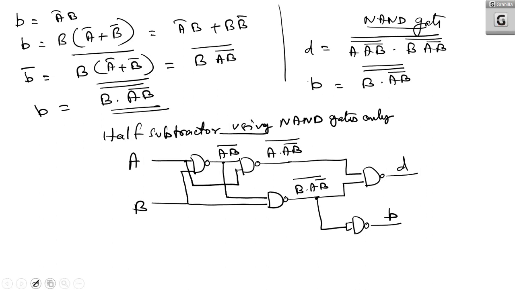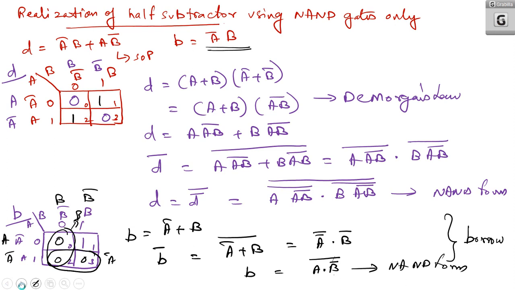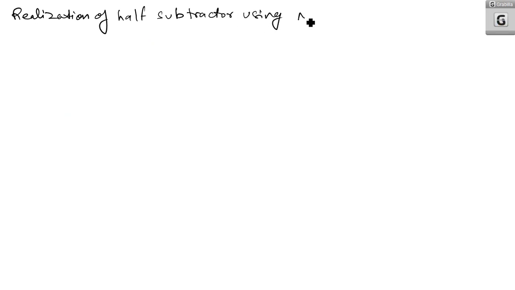Now coming to the last part. Next one is realization of half subtractor. Realization of half subtractor using NOR gates only.